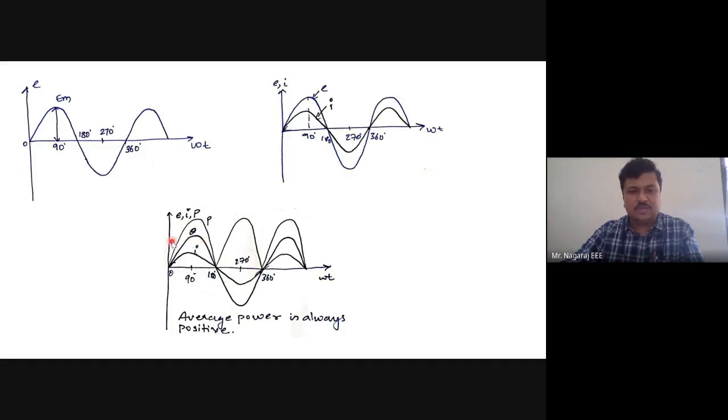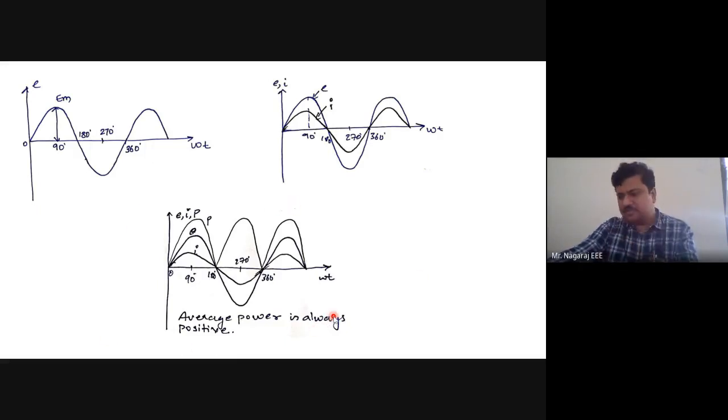If you consider the average power over a cycle, because after 360 degrees the same thing repeats itself for infinite time, the average power over a cycle is always positive. It means that there is a power flow from the source to the resistor. So the resistor is continuously consuming power from the source, which is P equal to V into I. This is all about the pure resistive circuit.